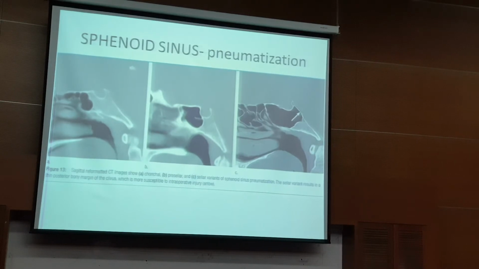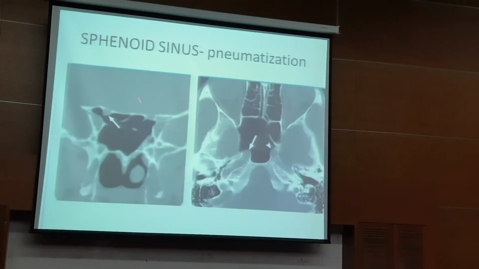Pneumatization of the sphenoid sinus is important, especially for transsphenoidal surgery. There are actually three classifications. One would be the conchal type, where the pneumatization is before the sella. The second one is the presellar, where it extends a little bit into the sella, and the postsellar. And this is the one which you have to be cautious about, because if it extends posteriorly, it will cause thinning of the posterior clival wall.